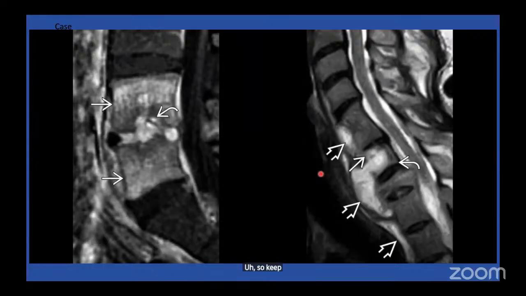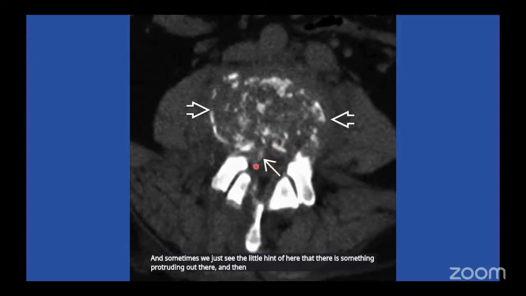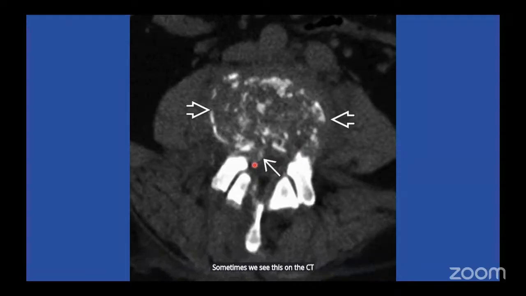So keep this in mind, right? That this is a classic finding we get, and sometimes we get this, and this is the bony destruction after we are doing the process for later on. And sometimes we just see the little hint of here that there is something protruding out there, and then you do MRI to see if there's an epidural abscess or not. Right? Sometimes we see this on the CT, bony destruction.